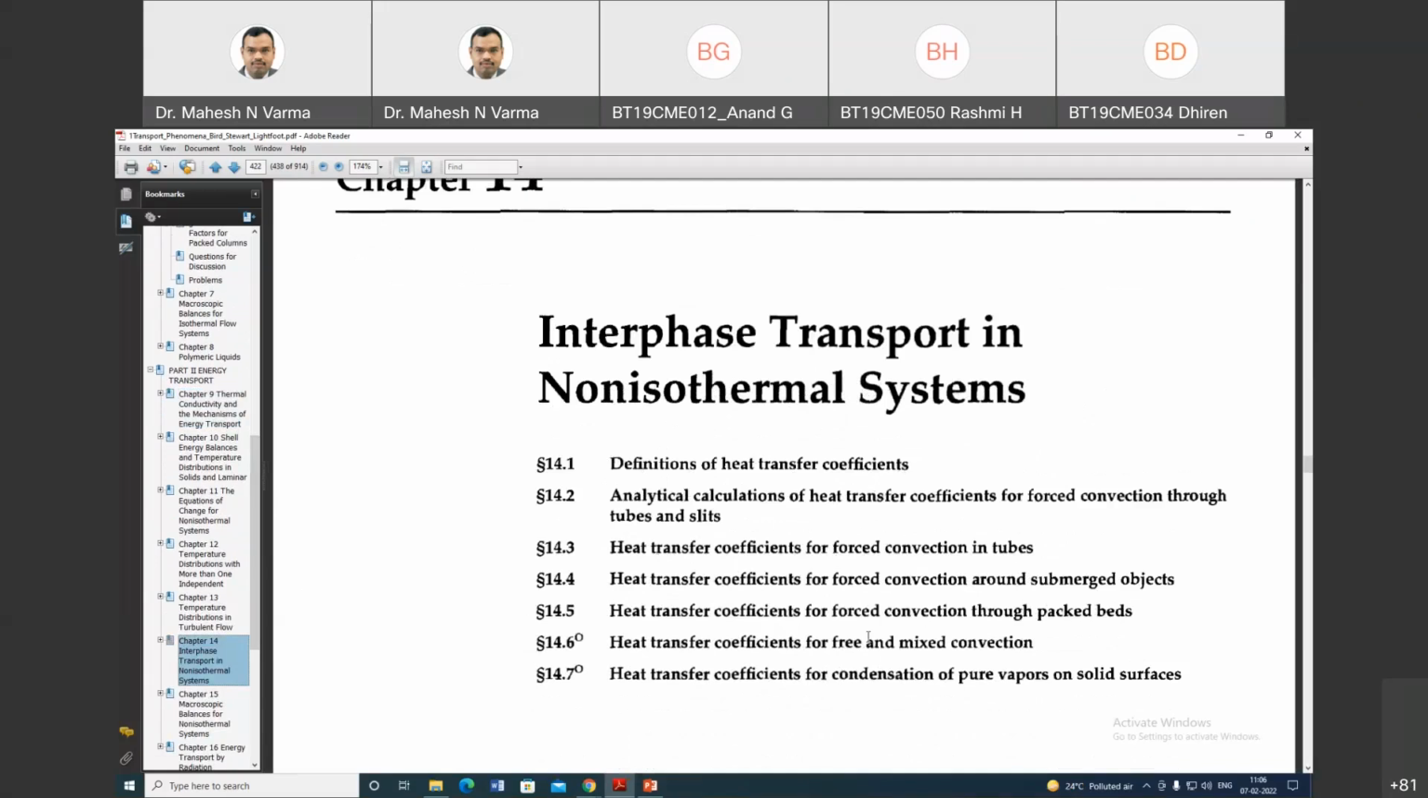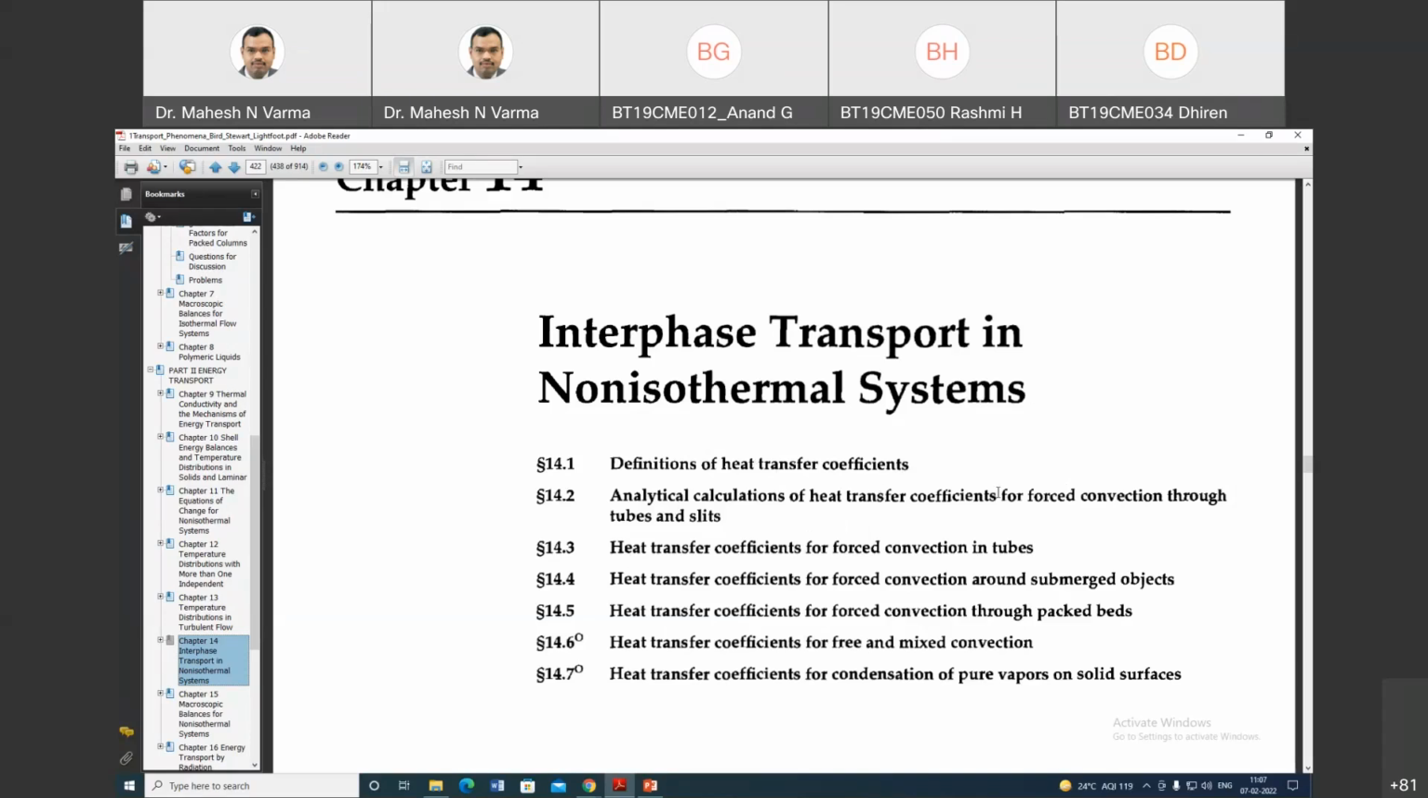Forced convection and all is not in your syllabus, because you will be covering some part of this chapter in advanced transport phenomena. We are sticking to steady state, laminar flow, and simple mathematics. We are not going into complicated mathematics. Whatever we can understand simply using ordinary differential equations, partial differential equations are not used. That part only we are covering.